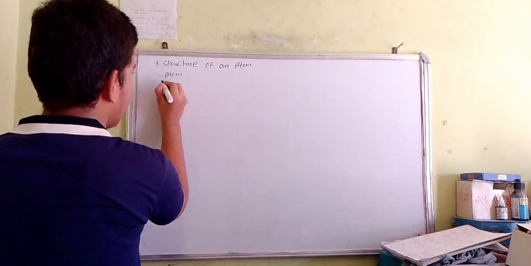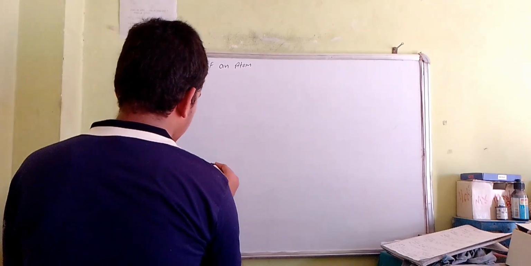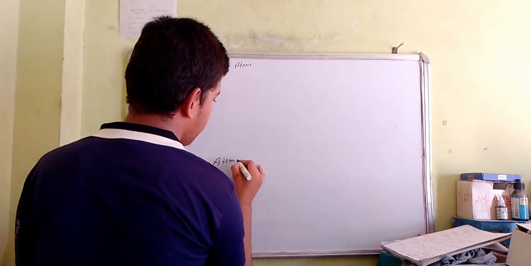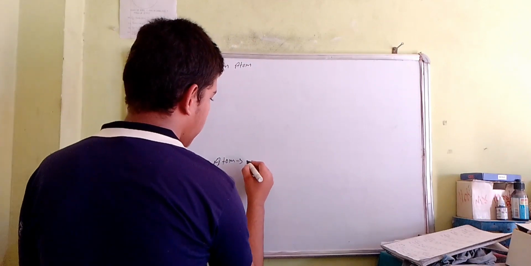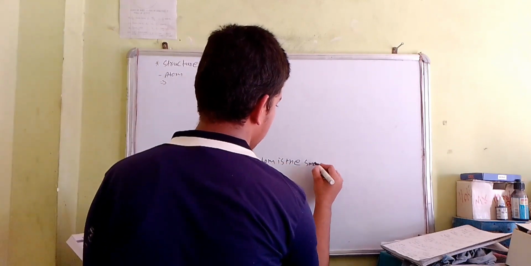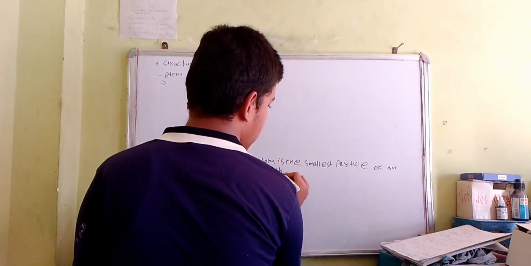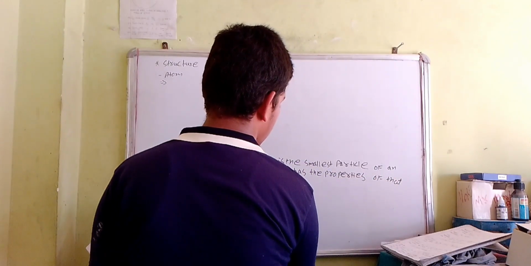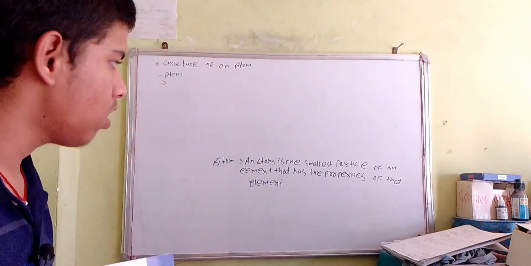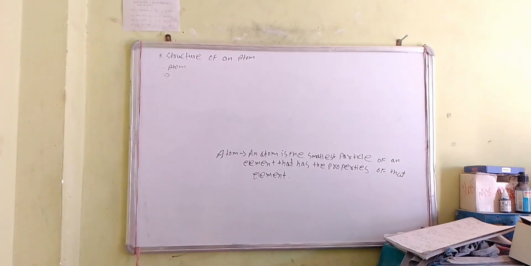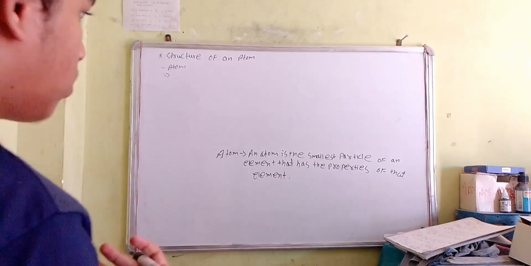What is atom? Let me write here. There are two definitions. The first definition that we talked about yesterday is: an atom is the smallest particle of an element that has the properties of that element. So this is the definition that we talked about yesterday.